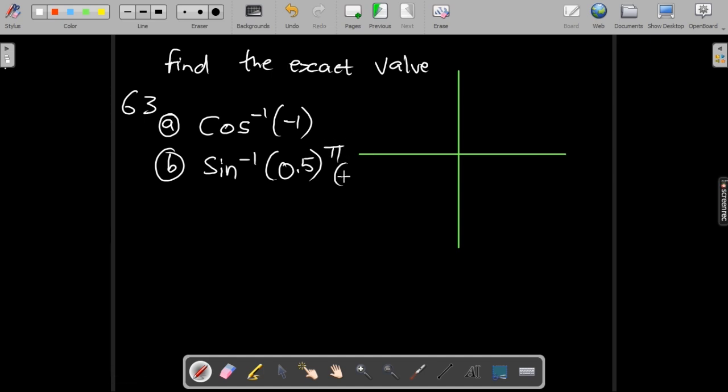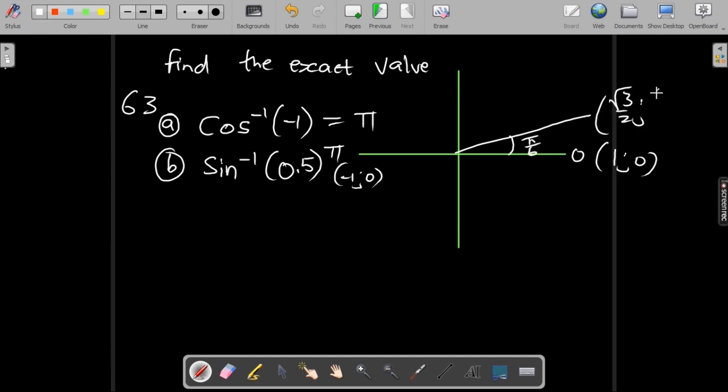So at pi, you have -1, 0. And that is where your cosine is -1. So at pi, that's the answer to the first one. And the second one, remember that you start at 0, where you have 1, 0. And as you move up, at pi over 6, there you have square root of 3 over 2 and a half. This is where your sine is a half. So the answer to the second one would be pi over 6. And we use the cos diagram or the unit circle to answer this.